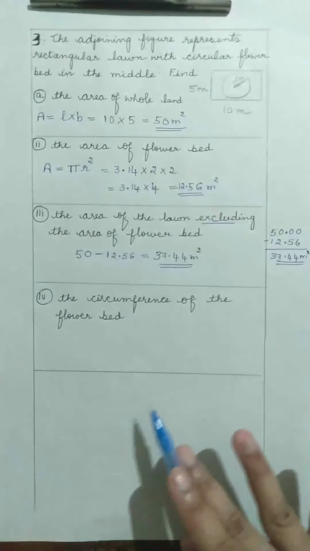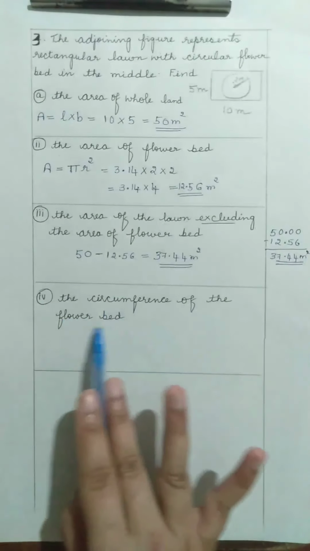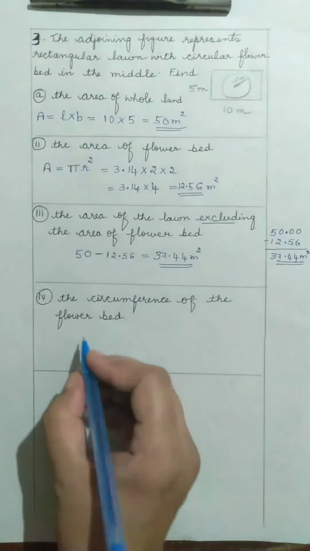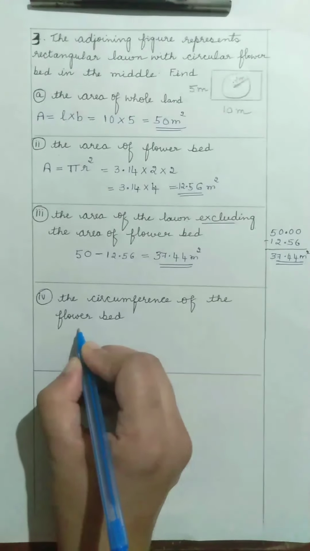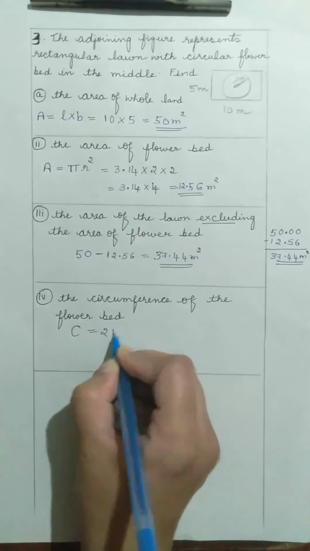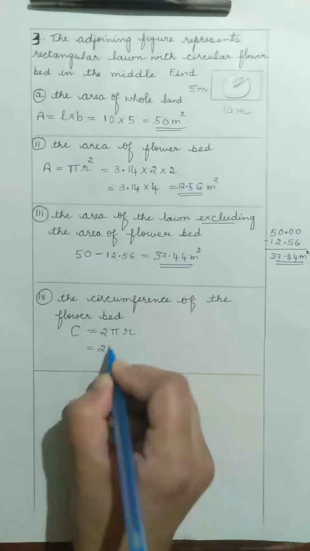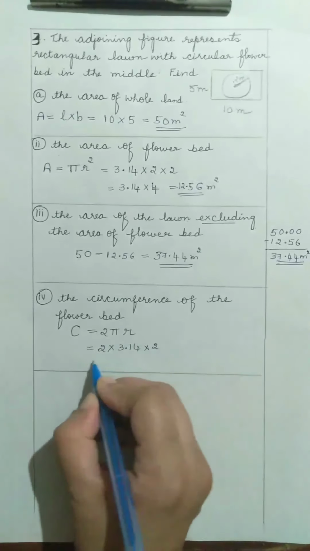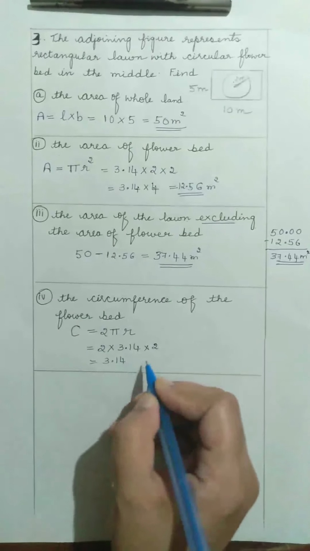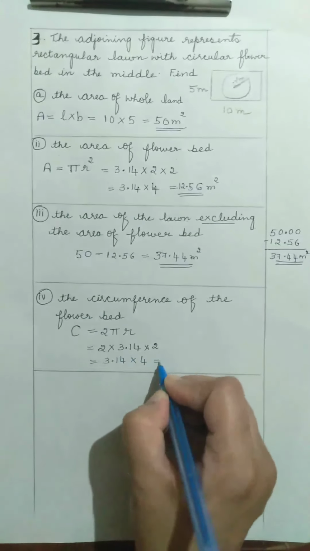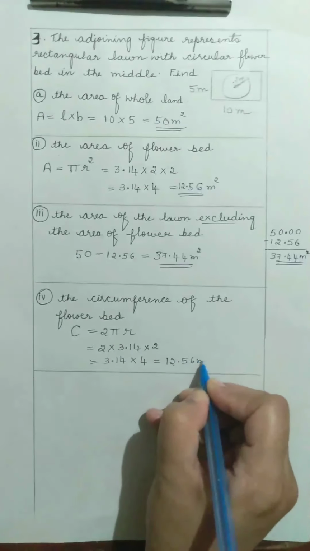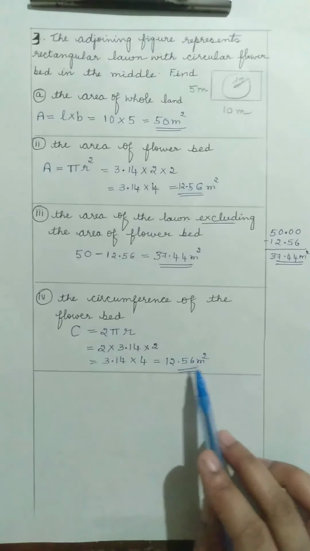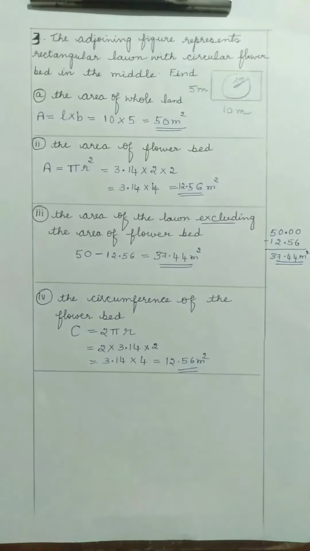So in the next part, we need to find out the circumference of the flower bed. Again, this flower bed is in the shape of a circle, and the circumference of the circle is given by the formula C is equal to 2 pi r. So 2 into 3.14 into the radius value, that is equal to 2. So 3.14 into 2, 2 twos are 4. We will get the answer equal to 12.56 meters. Therefore, the circumference of the flower bed will be equal to 12.56 meters, and these are the answers for the third question.